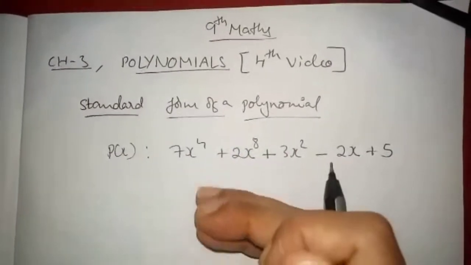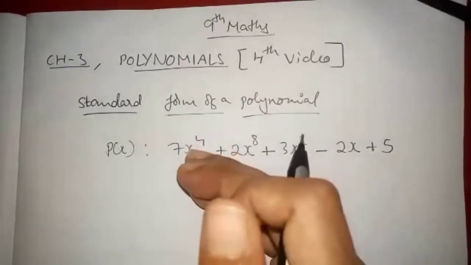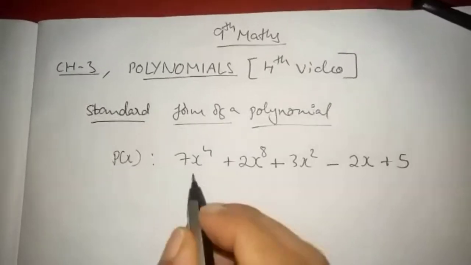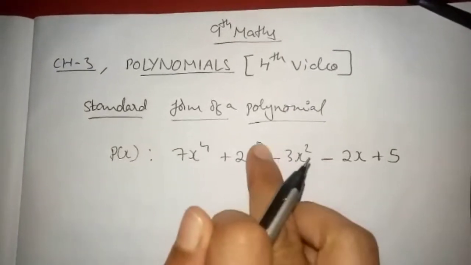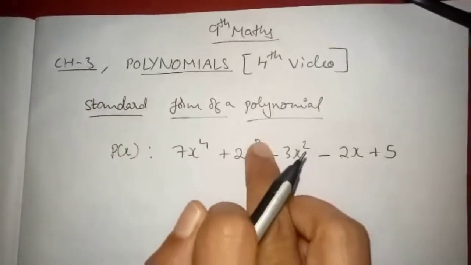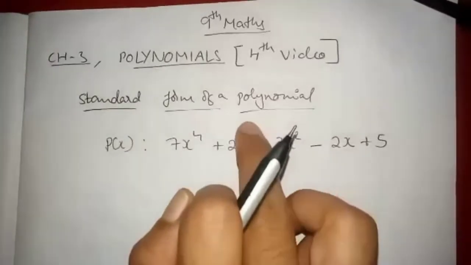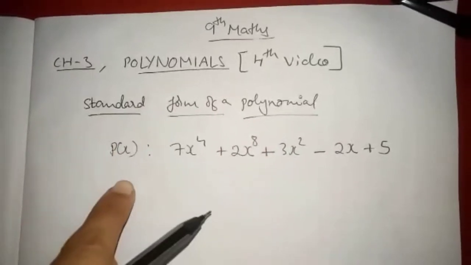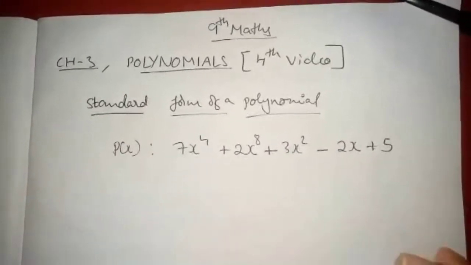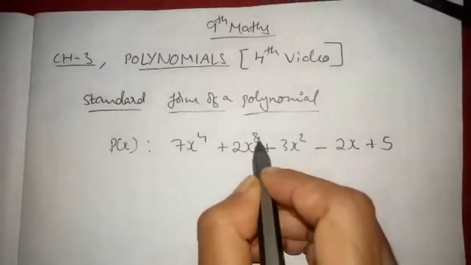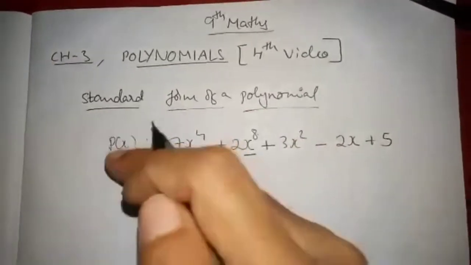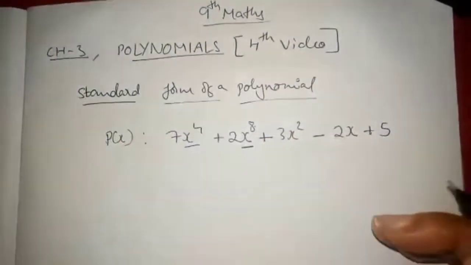When you are solving, sometimes you have to write it in the standard form. So how will you write? Standard form means you have to see the variable's power, meaning degree. The highest power you have to write first, so it should be in decreasing order. Here highest is 8, right? Then the next highest is 4. So the power should be in decreasing order.